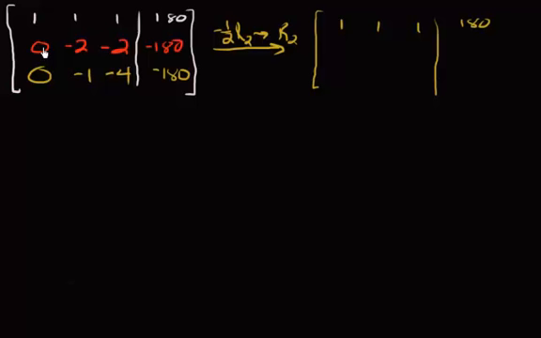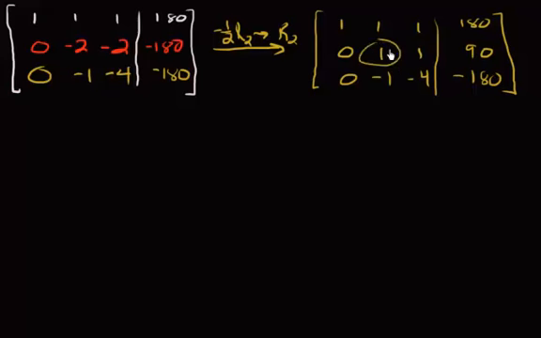Alright, so then 0 times negative 1/2, that's 0. Negative 2 times negative 1/2 is 1. Negative 2 times negative 1/2, that's 1. And then negative 180 times negative 1/2 is 90. And then we don't do anything to row 3. Okay, and there we go. So now that this is a 1, we're going to turn these into zeros. So let's go ahead and do that.